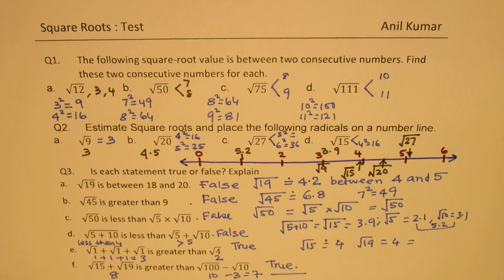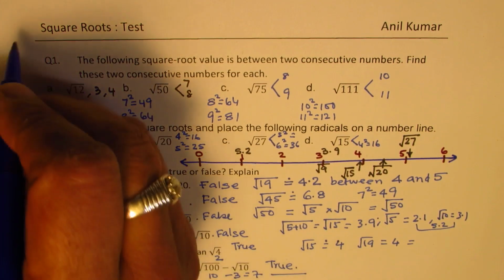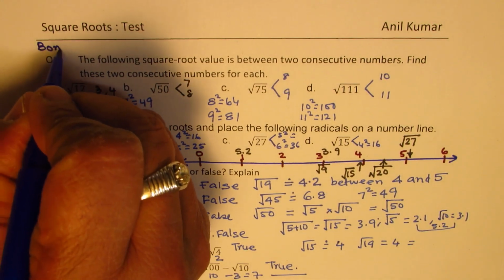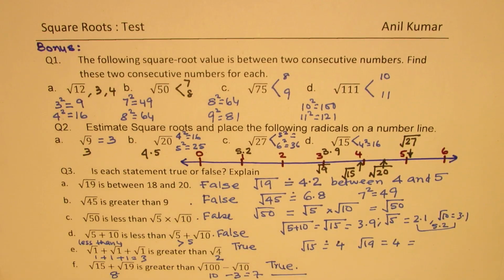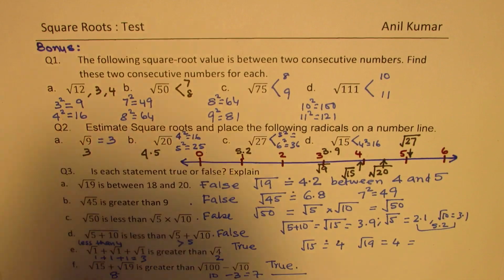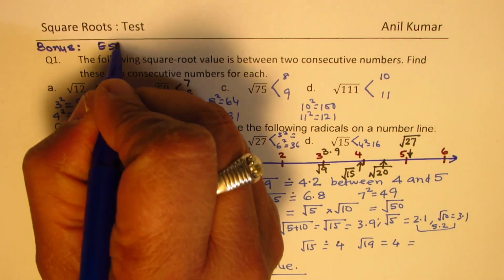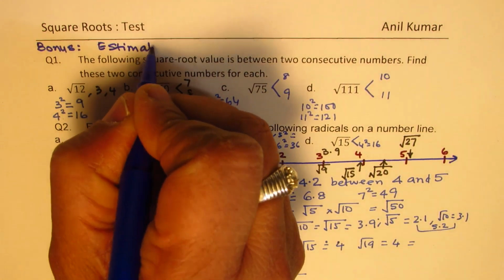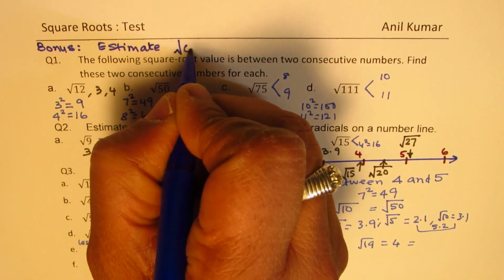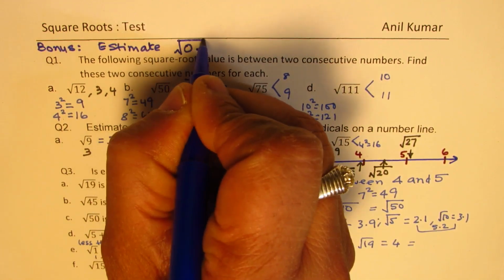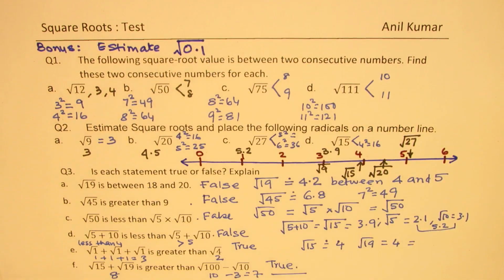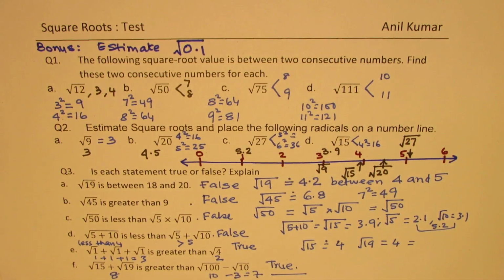Correct? Now here is a question for you. The question is a bonus question. You can write down your answer in the comments. Estimate square root of 0.1. So that is your question. I'll look forward to your answer to this. What is square root of 0.1?